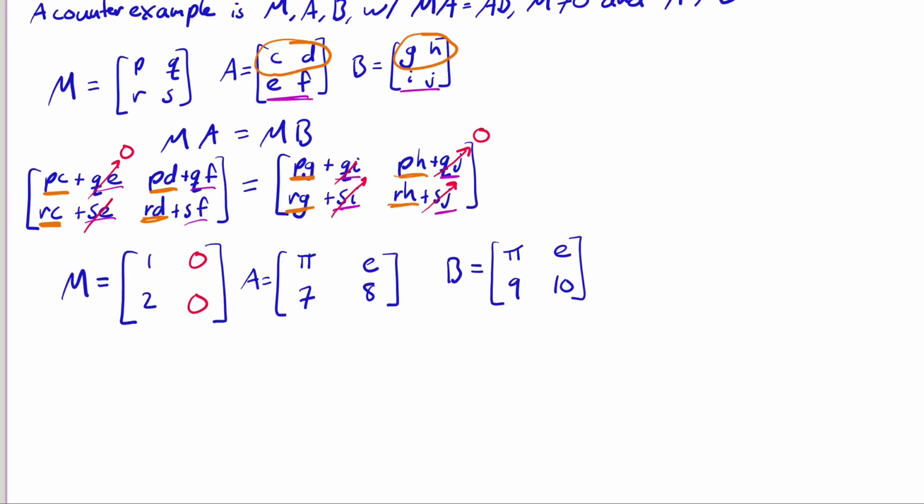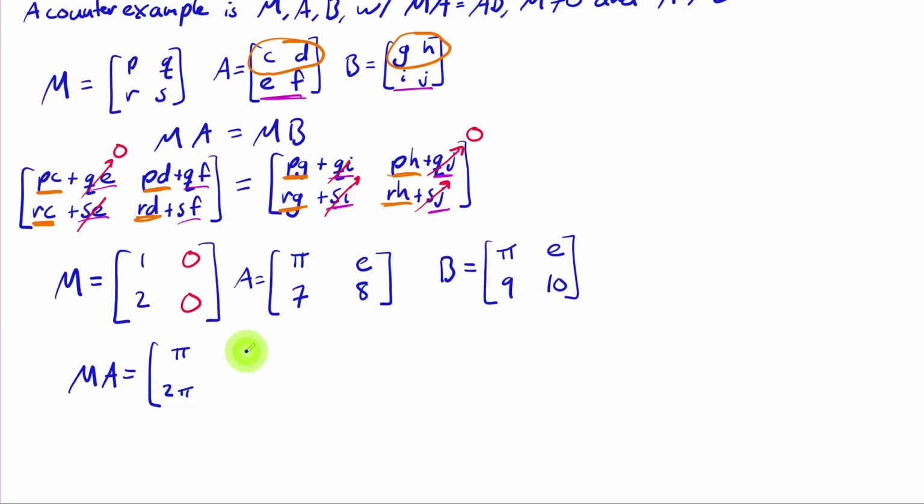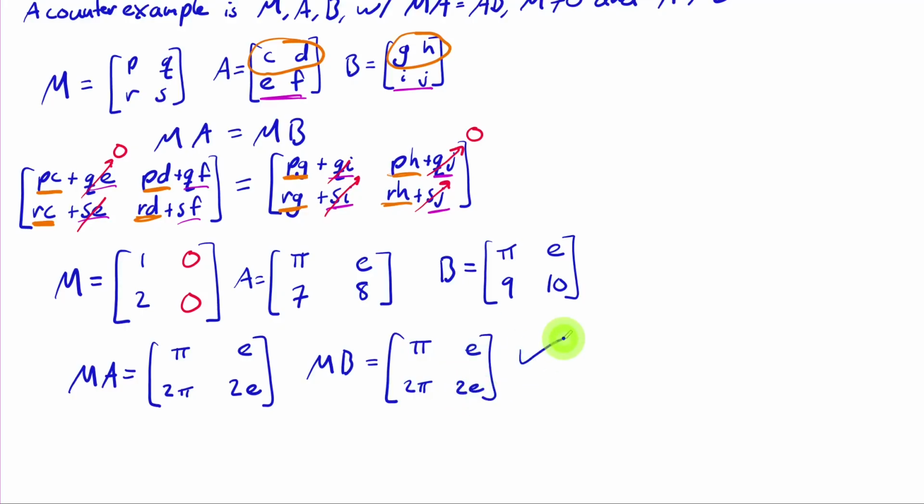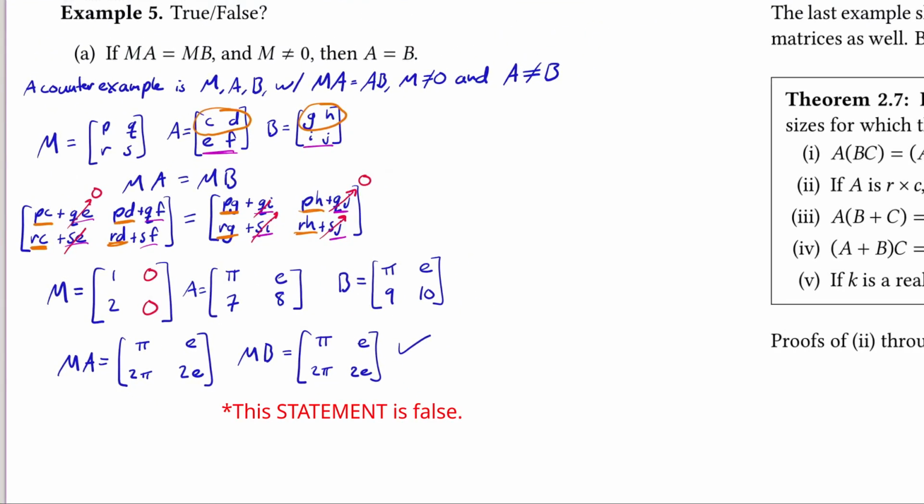So in both these cases, MA is going to be equal to P, 2P, R, 2R, and likewise MB is going to be P, 2P, R, 2R. But A is not equal to B. So yeah, this theorem is false.